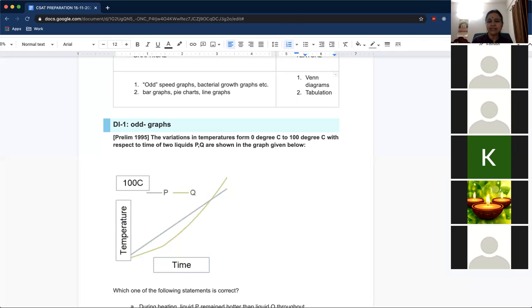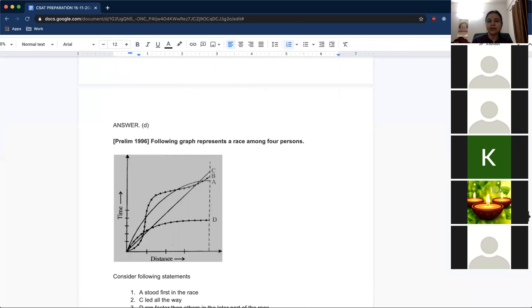So simple logic in these questions, not much. You have to interpret the data. You have to look into the data and try to understand it.